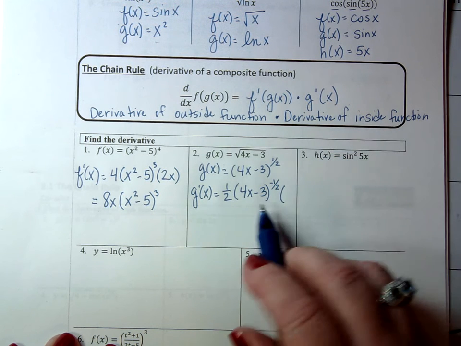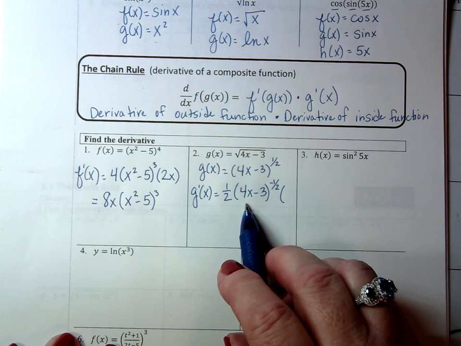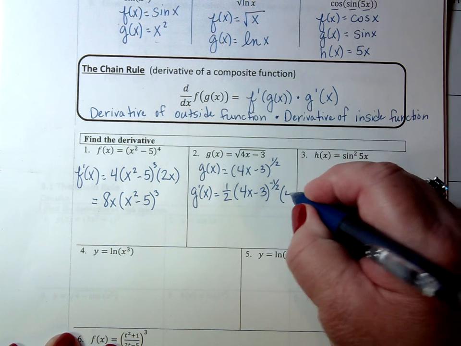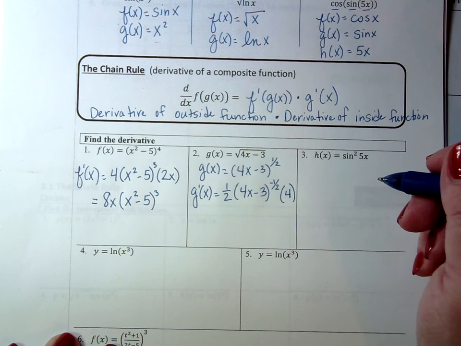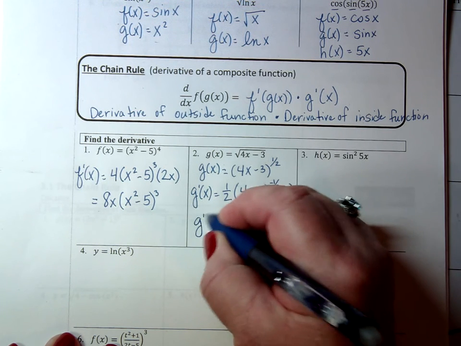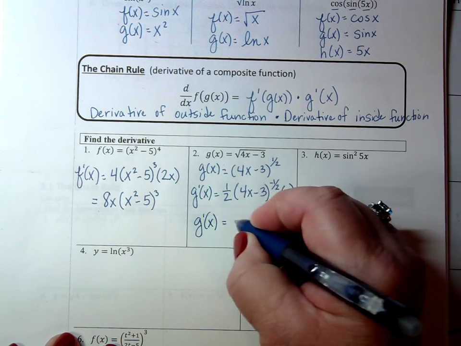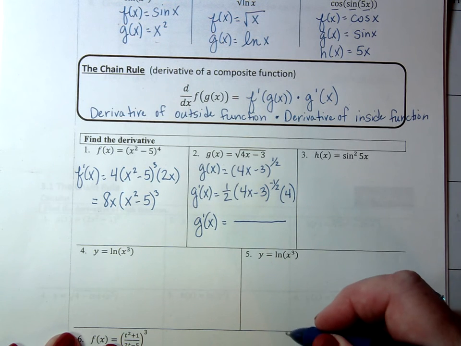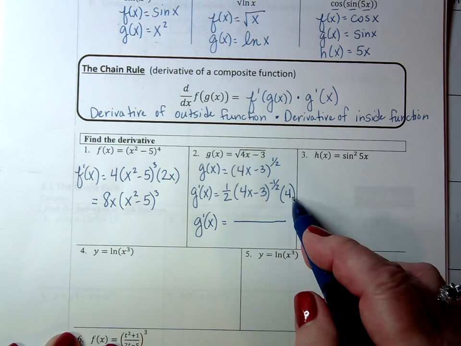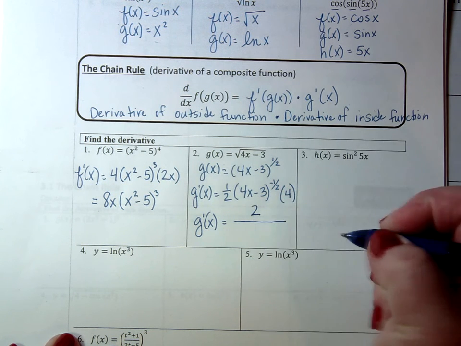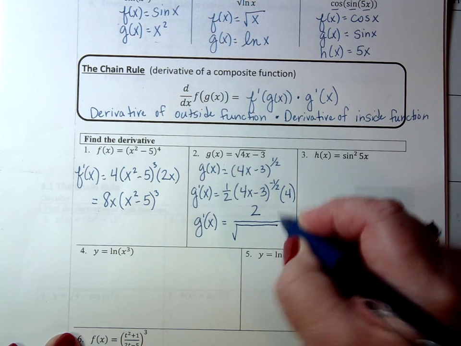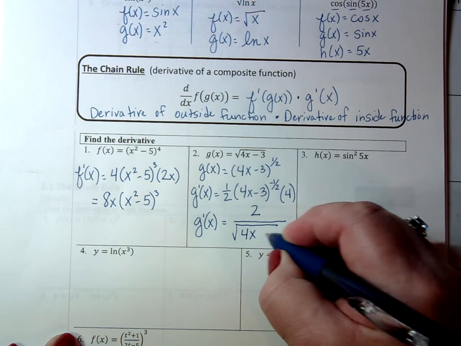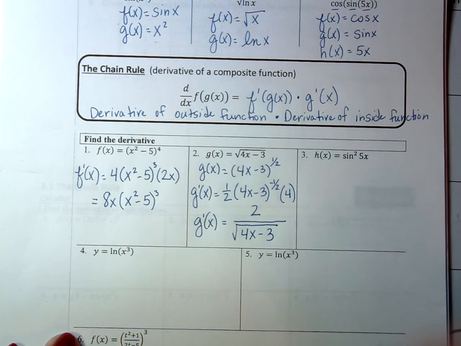But then I need to multiply by what's inside, the derivative of what's inside. Derivative of 4x is 4. Derivative of negative 3 is 0. And then again, I pretty it up. So here I go. I know I have a fraction because I've got a negative exponent. Half of 4 is 2. And this being to the negative exponent goes in the denominator. You can write it as a square root, or you can write it as a power of 1/2 in the denominator, and that's what it looks like.